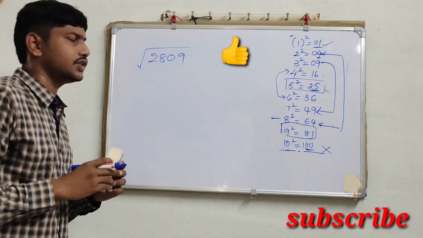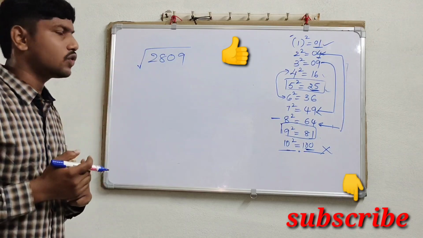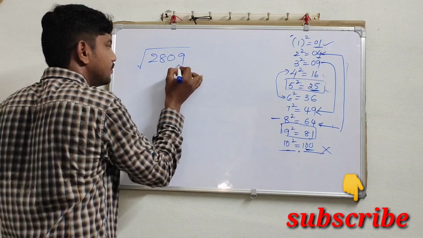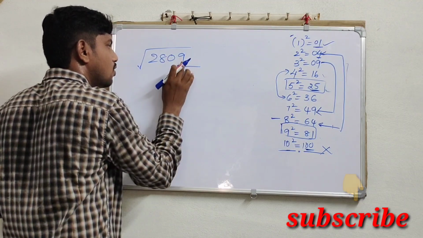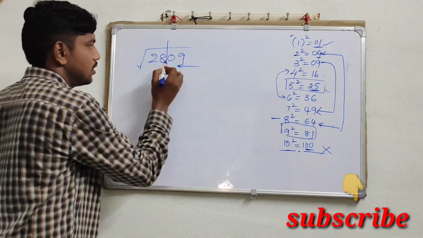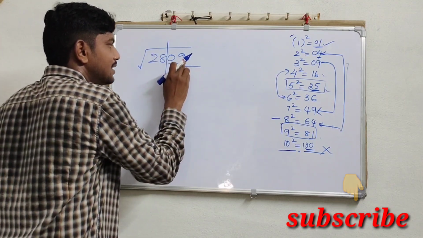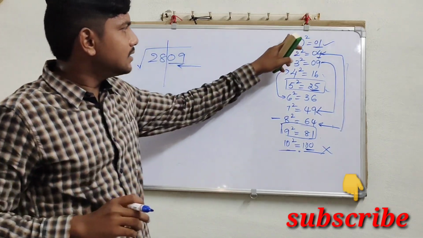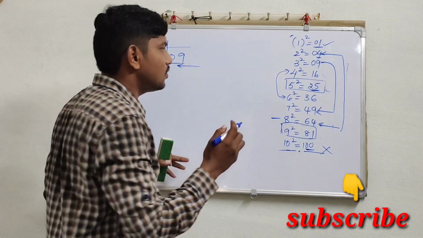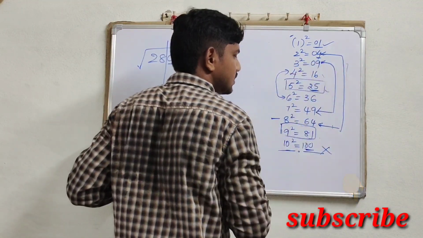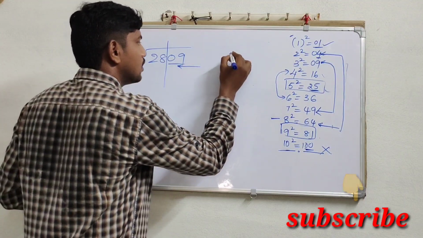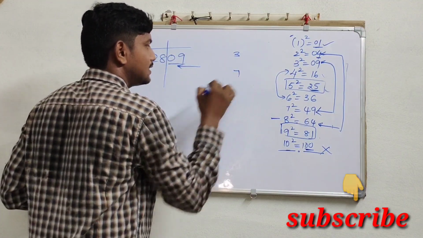Our question is 2809. How to find the square root? Very simple. We should divide from the right side two digits. Count one part with two digits, and I'll divide it into two parts: 28 and 09. The unit digit is 9. For a square with unit digit 9, we have two conditions again. You see that 3 squared is 9 and 7 squared is also 9. There are two possibilities we have: either 3 or 7.